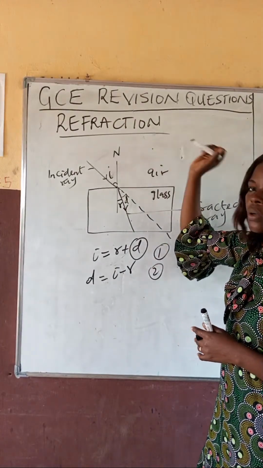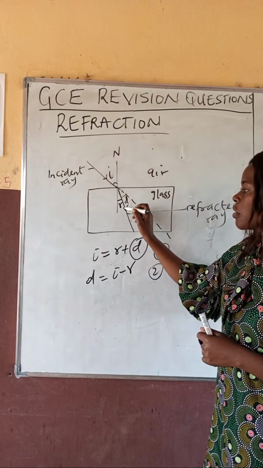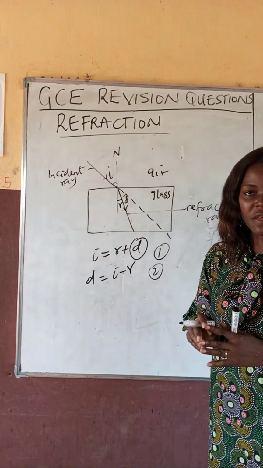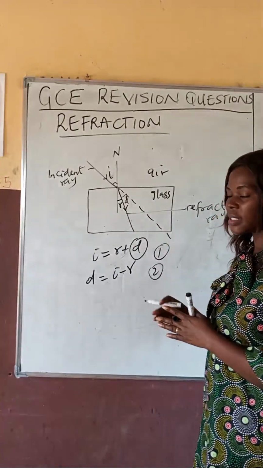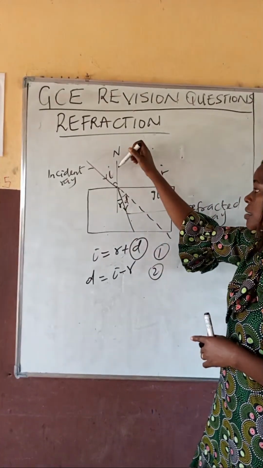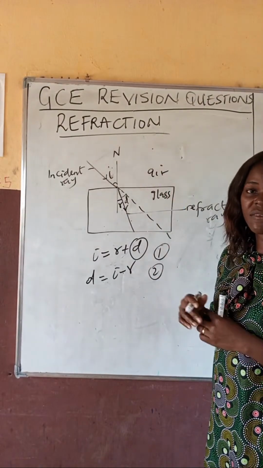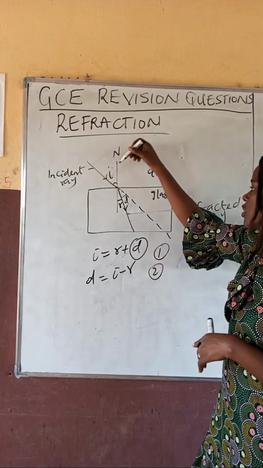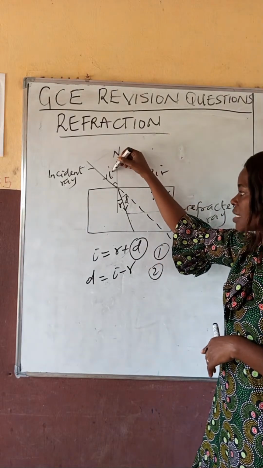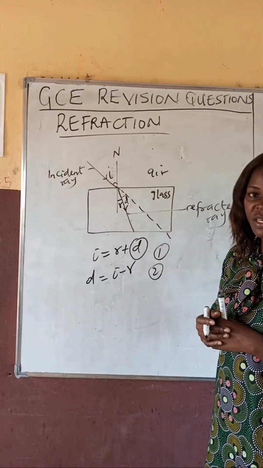Now the second law states that the ratio of the sine of the angle of incidence to the sine of the angle of refraction is a constant for a given pair of media. Let me do a recap. The second law states that the ratio of the sine of the angle of incidence to the sine of the angle of refraction is a constant for a given pair of media.